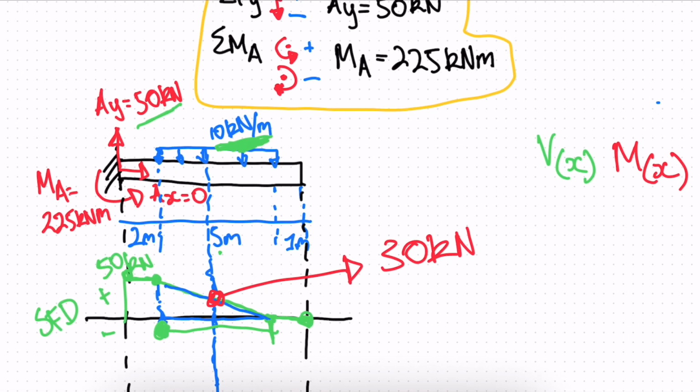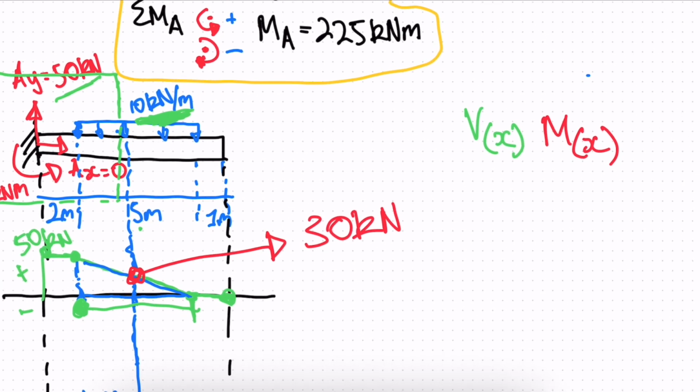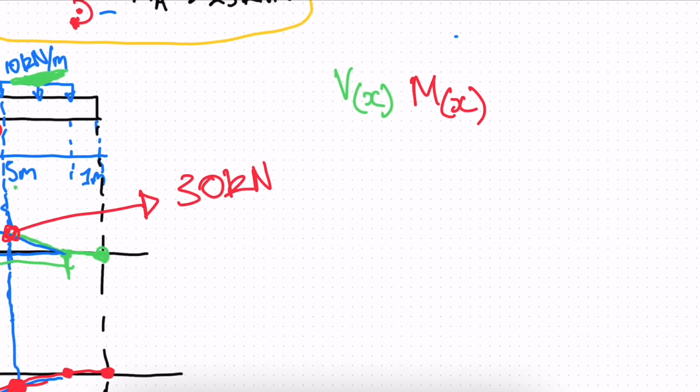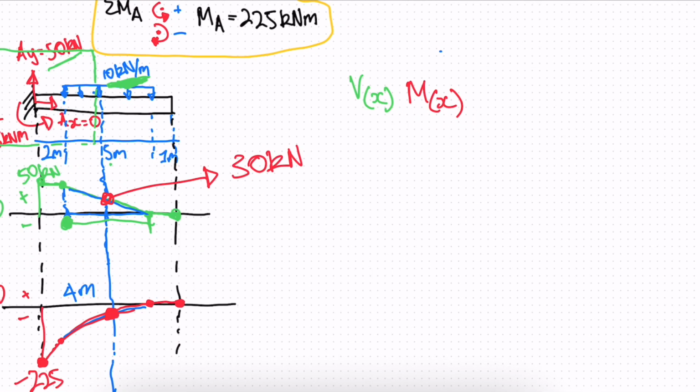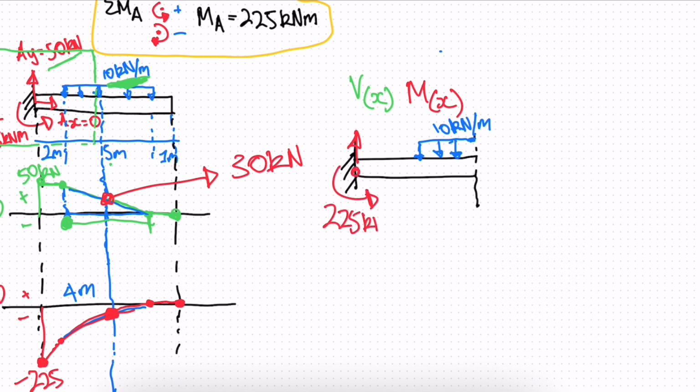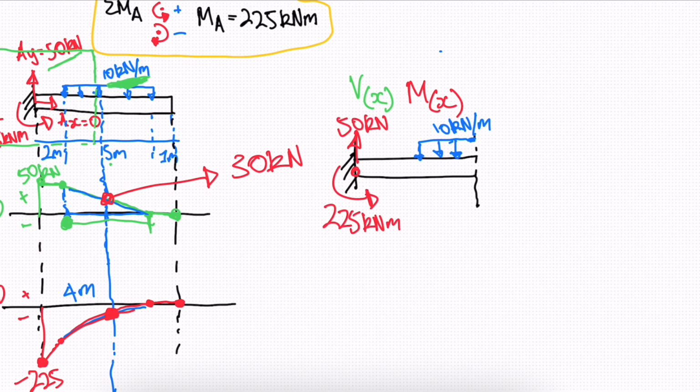So what we can do is cut the beam along this section, and we can analyze just this section, and develop our moment and shear functions. All right, so let's redraw our beam. So we have our cantilever beam, and we've cut the beam at a certain point. We have our distributed load acting down, 10 kilonewtons per meter. We have our reactions, 225 kilonewton meters, and 50 kilonewtons up. So this distance is 2 meters, and this distance we'll say is x1, right?